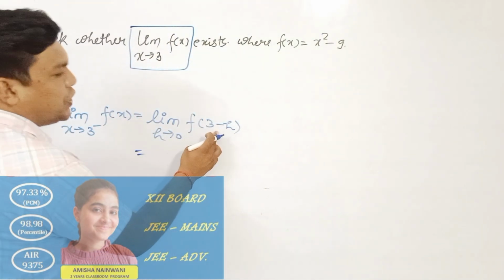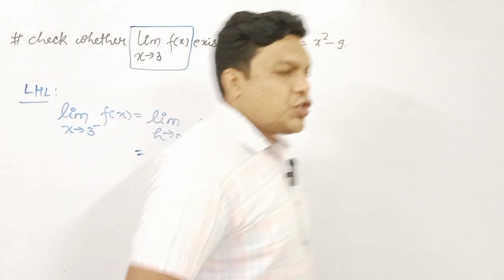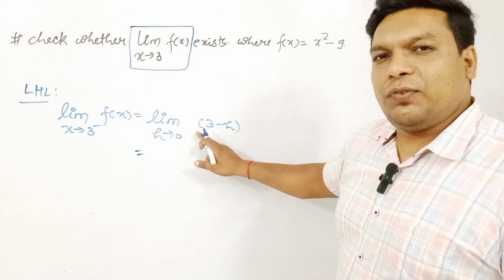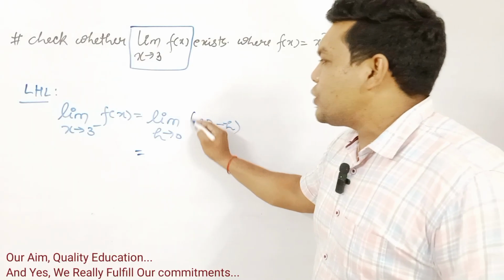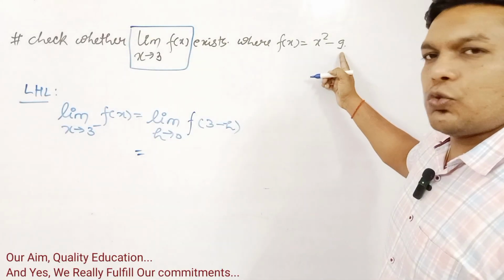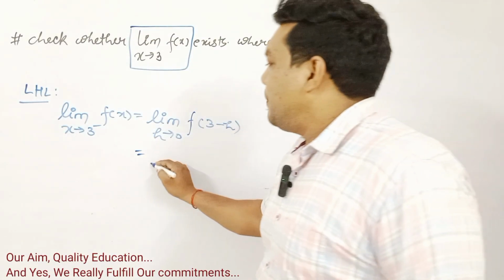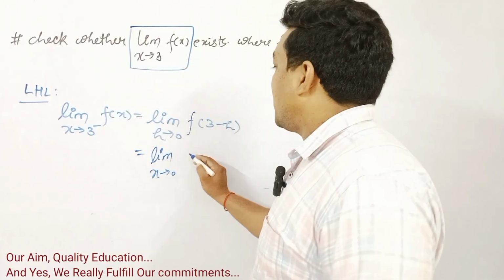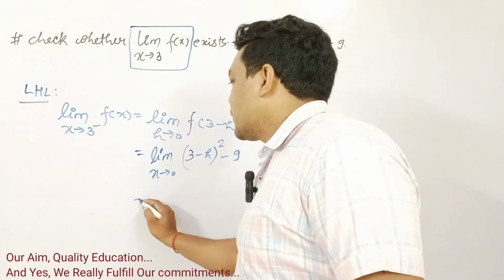Now what is f of 3 minus h? Don't forget to write f here when you solve the question. If you forget to write f here, it doesn't make any sense. So always put f here. So f of 3 minus h. So f of x is x square minus 9. When you put f of 3 minus h, it will be limit h tends to 0, and f of 3 minus h is 3 minus h whole square minus 9.